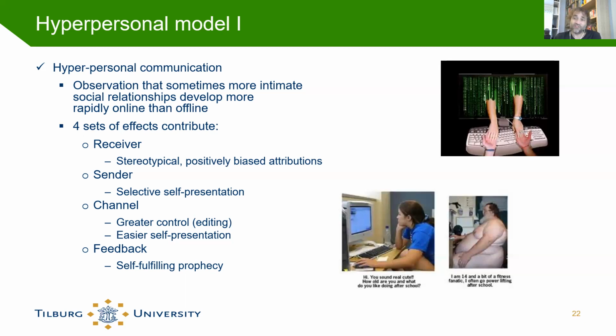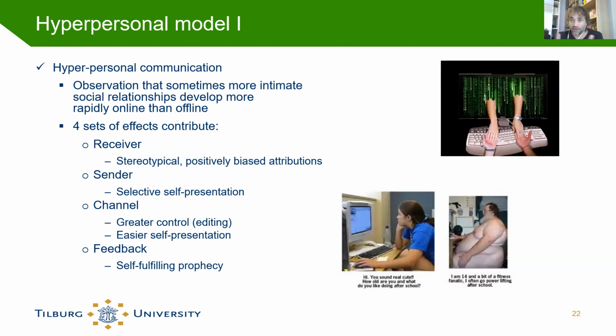And then finally, the channel. Of course, computer-mediated communication allows for greater control and easier self-presentation. So the channel we use in computer-mediated communication offers affordances that make it possible for us to present ourselves in a certain way. So you can craft your LinkedIn profile, you can spend a lot of attention to the pictures you choose to post on your Instagram profile. So we have greater control in how we present ourselves.